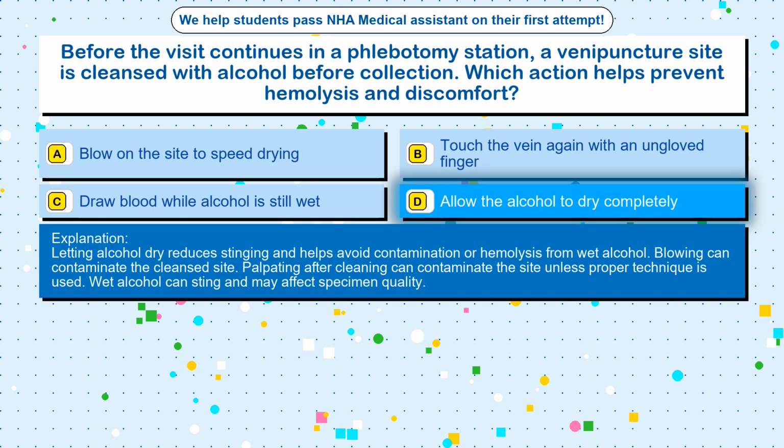Letting alcohol dry reduces stinging and helps avoid contamination or hemolysis from wet alcohol. Blowing can contaminate the cleansed site. Palpating after cleaning can contaminate the site unless proper technique is used. Wet alcohol can sting and may affect specimen quality.